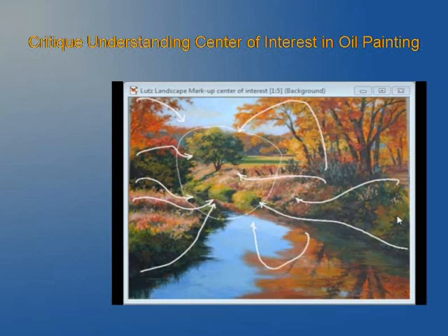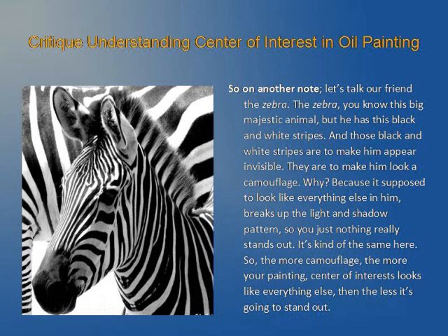So on another note, let's talk about our friend the zebra. The zebra is this big majestic animal, but he has these black and white stripes. And those black and white stripes are to make him appear invisible. They're to camouflage him, right? Why? Because it's supposed to look like everything else, and it breaks up the light and the shadow pattern, so nothing really stands out. It's kind of the same here.